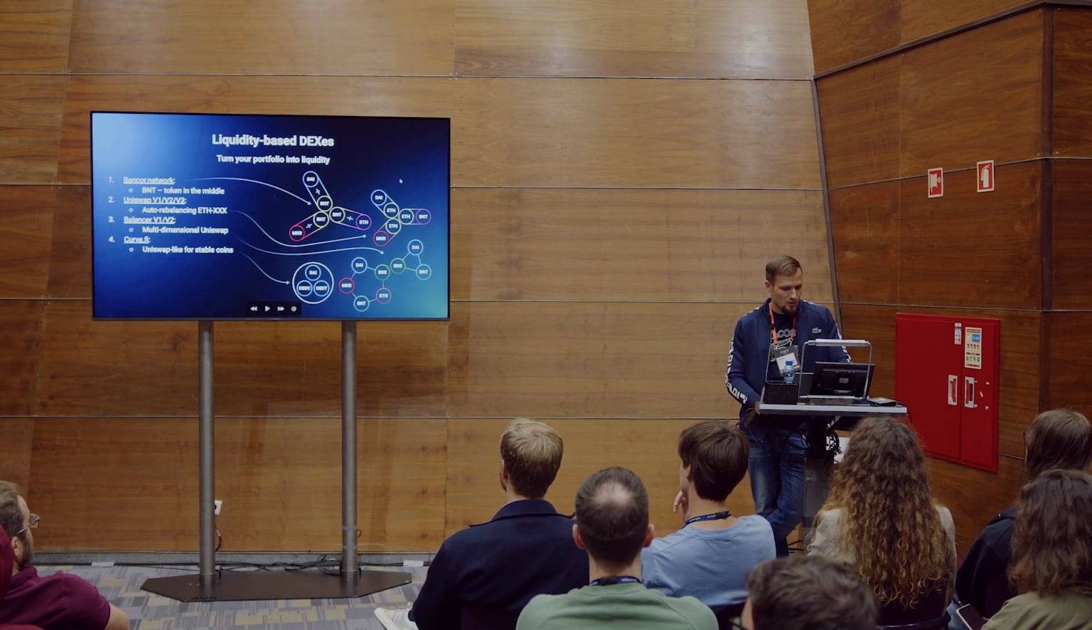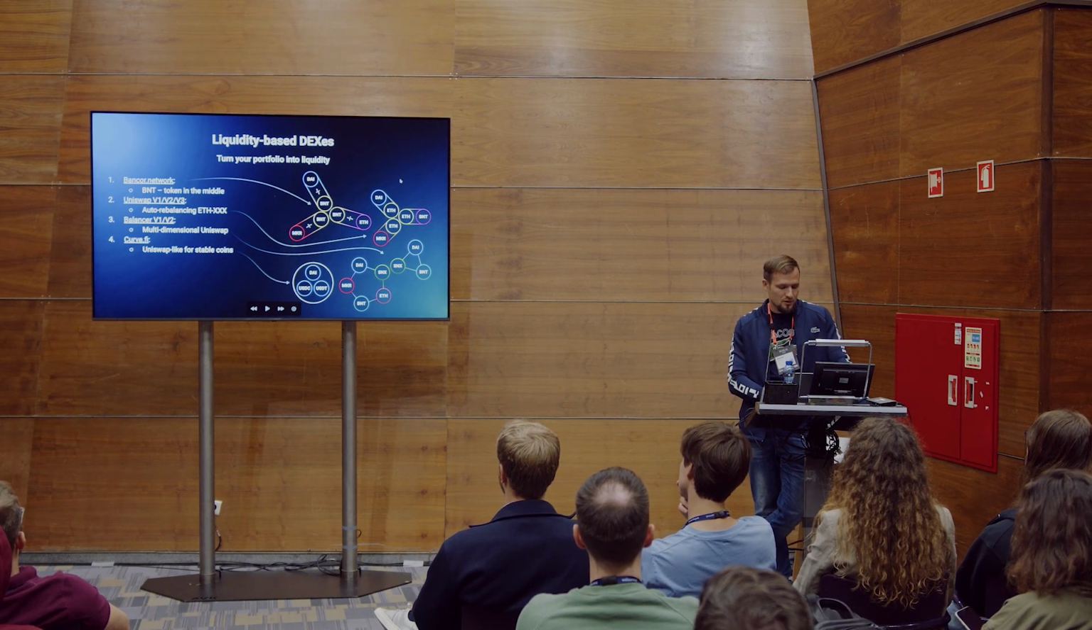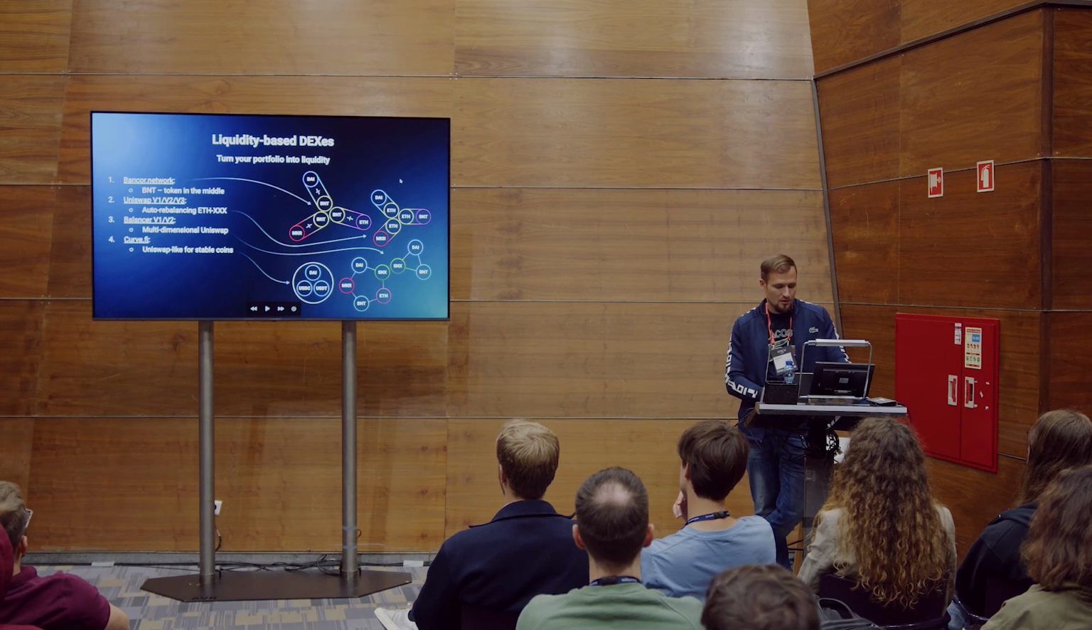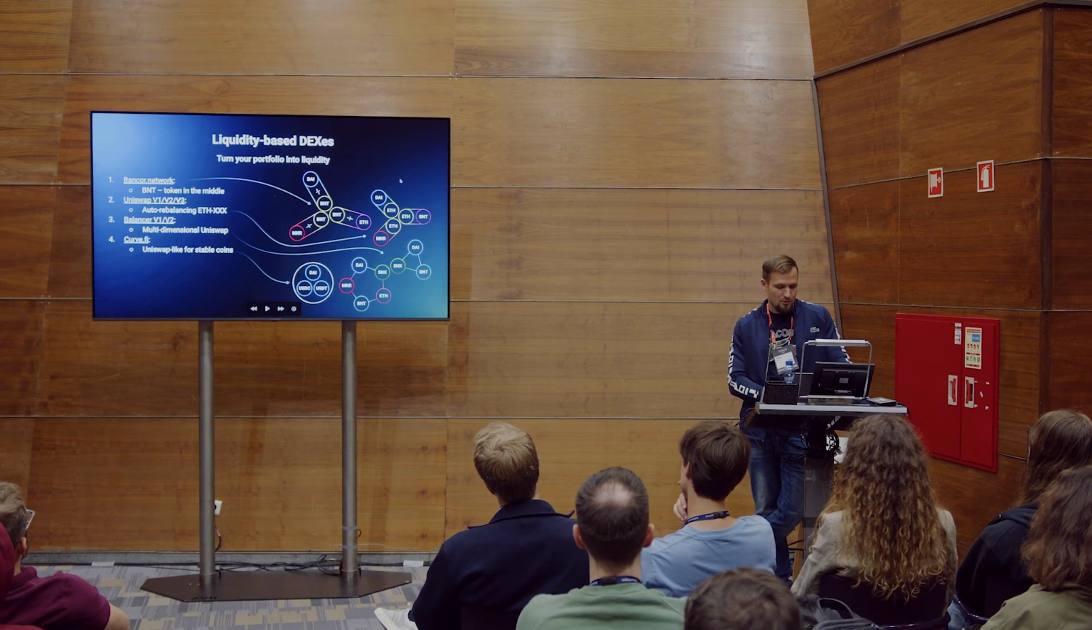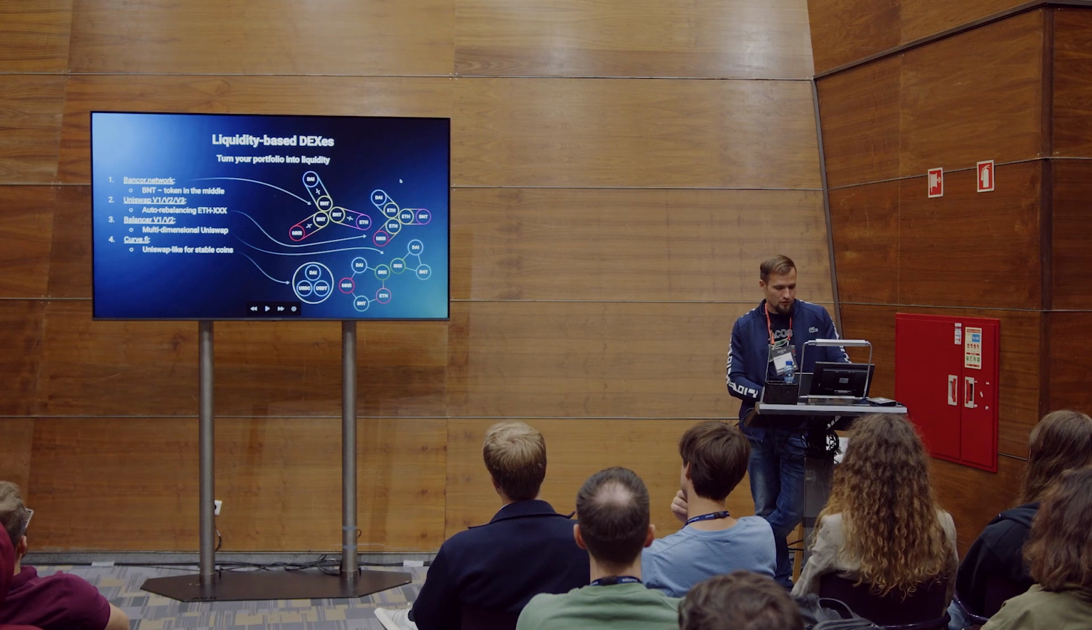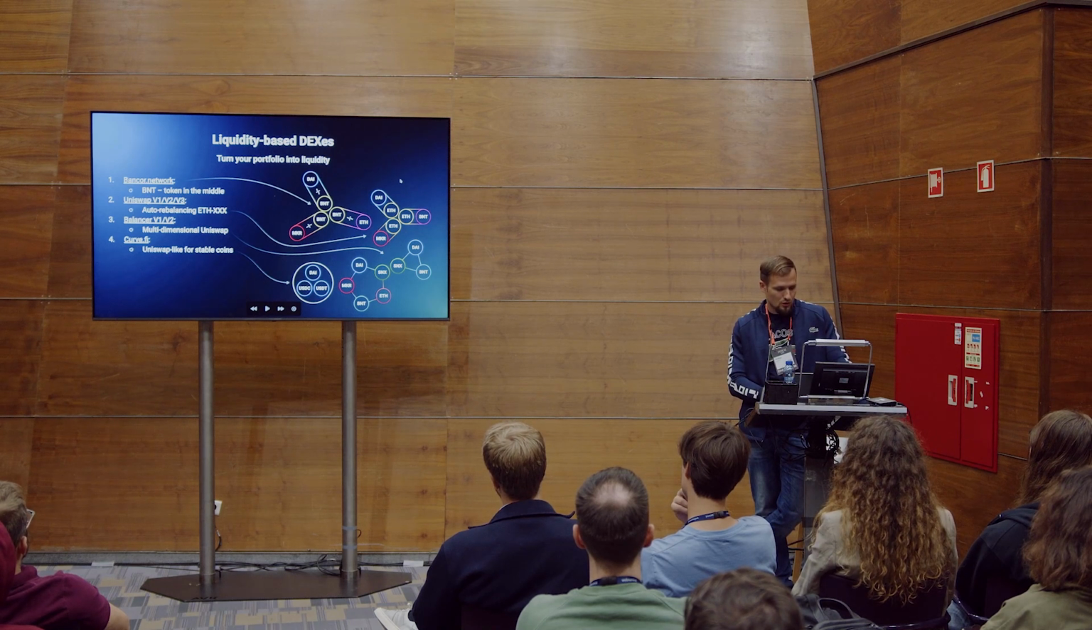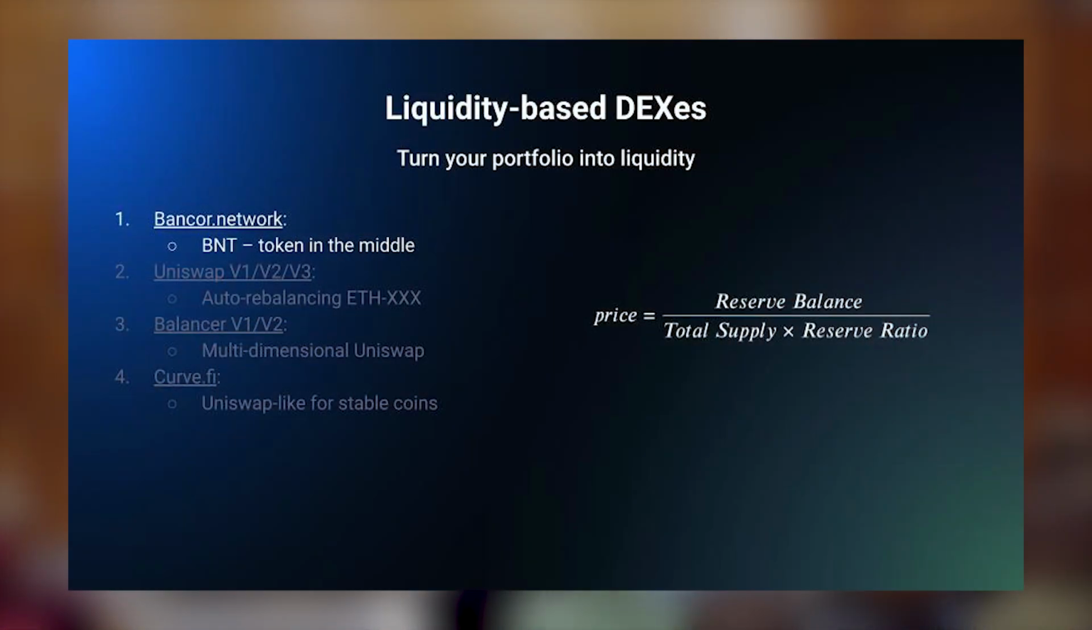Then Balancer pools appeared. You can see they're like multi-dimensional versions of Uniswap pools, and Curve appeared. Initially, the Bancor formula was pretty simple, but this formula allowed you to drain the pool. You can buy all of the assets, and it will not be able to sell you more.